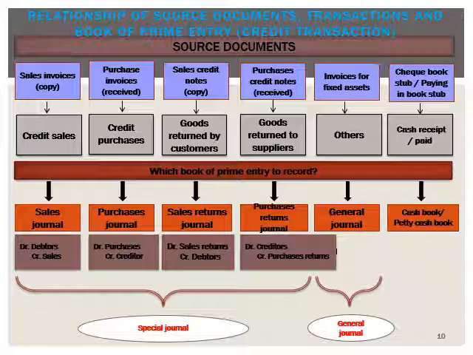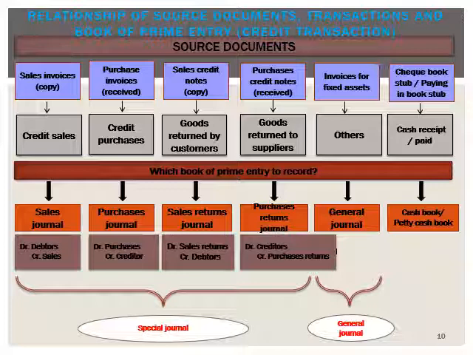For number 4, we have the purchases credit notes received. This document is related to the goods returned to suppliers, or the purchase return. So it will need to be recorded in the purchases returns journal with the double entry of debit creditors, credit purchases returns, or return outwards.